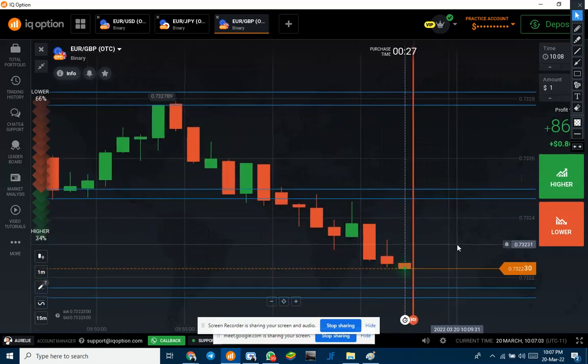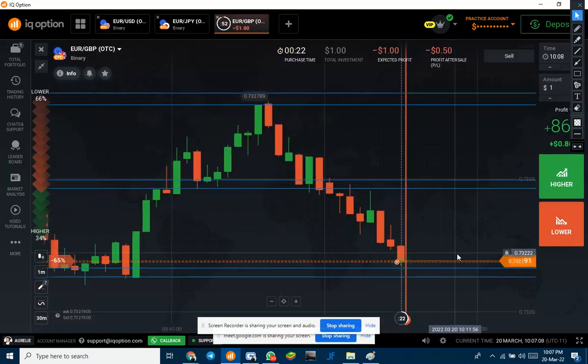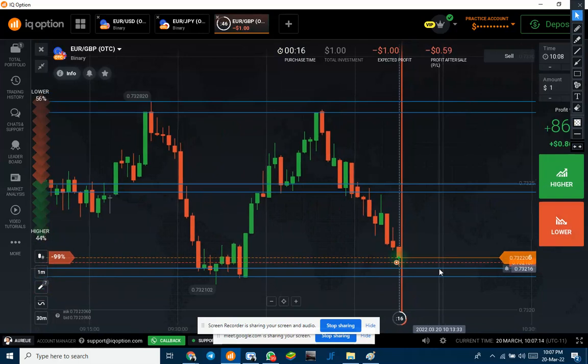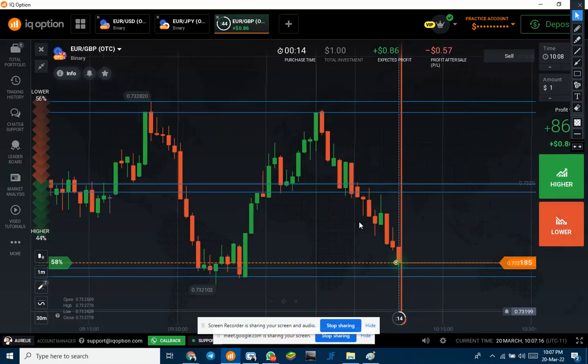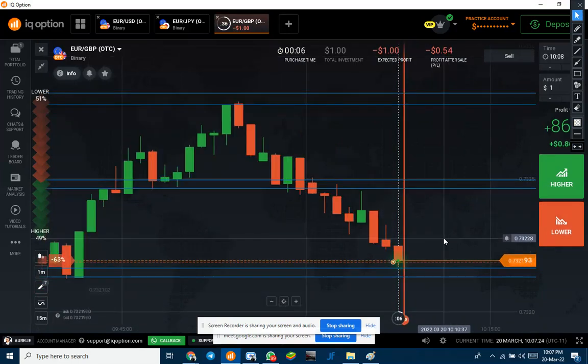Let me take one candlestick here. Let me place one trade here. Oh shit, very strong move. So this is a ranging market. This is not a trendy market. So now, as the market is ranging, let's see what is going to happen here.